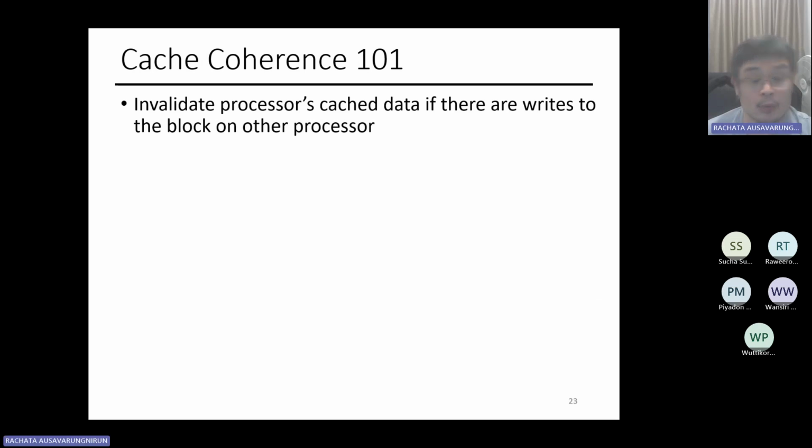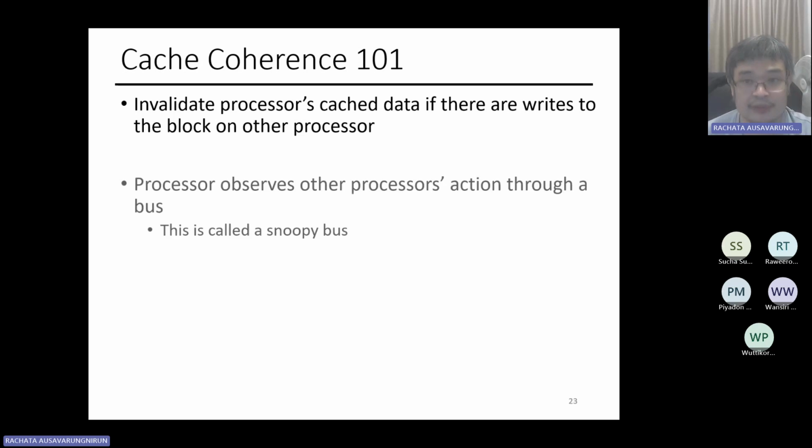So a quick idea again, and I really want you to get this part: if someone modifies the data that I have in the cache, I need to be aware that eventually I have to update the data, okay? So one thing I can do is invalidate the processor's cache data if they write to the block on the processor.